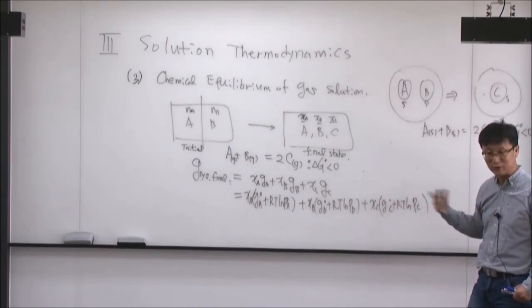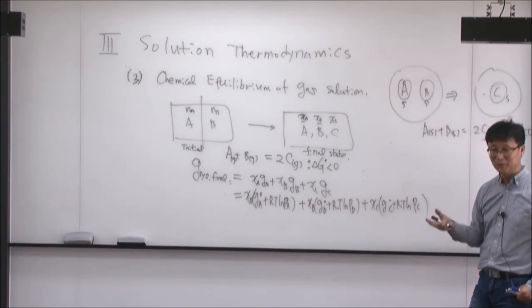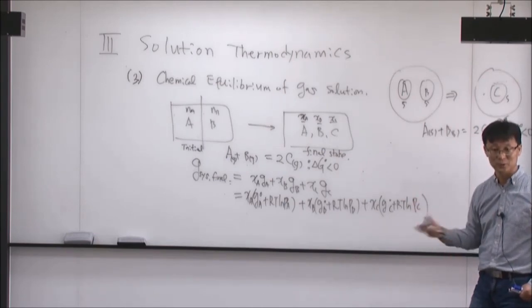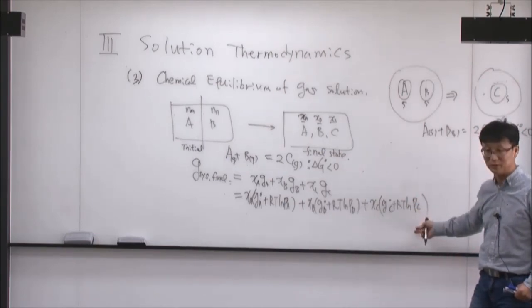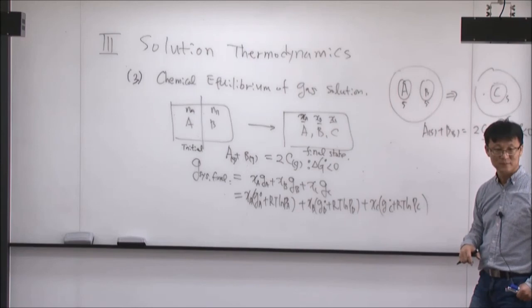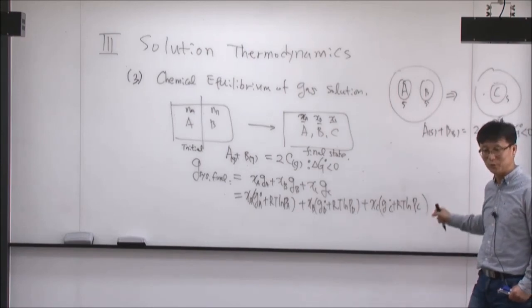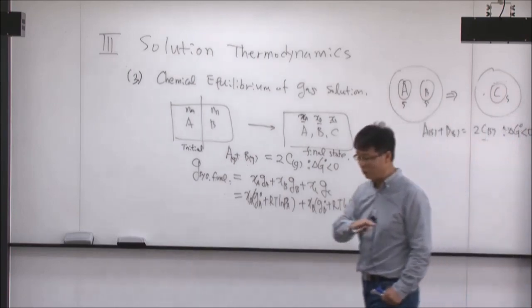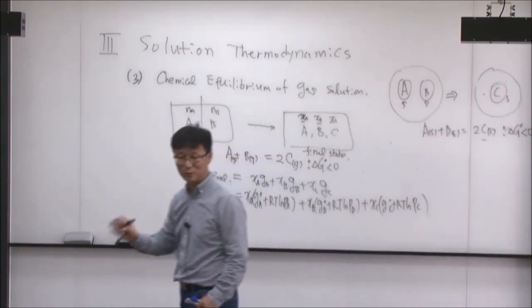Because eventually, what I want to actually show you here is the famous equation you have run into, delta G naught equal to minus RT ln K, the equilibrium constant. That's actually what we want to derive here. Okay? I'll show you on Wednesday. Okay? Once you know this one, you are almost finishing half of your solution thermodynamics.